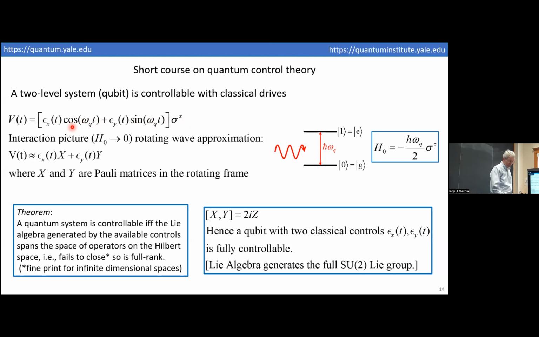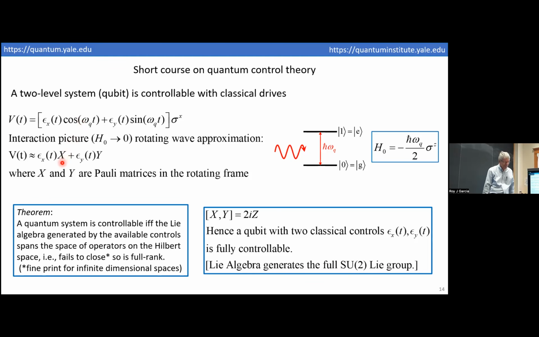And I have two possible things I can do. I can apply cosine omega t or sine omega t. And in the frame rotating at the precession frequency of the qubit, which is pretty fast for us, it's 5 billion times a second, but with modern electronics you can jump into that frame and not get dizzy. Then this fast oscillation goes away, at least in a certain rotating wave approximation.